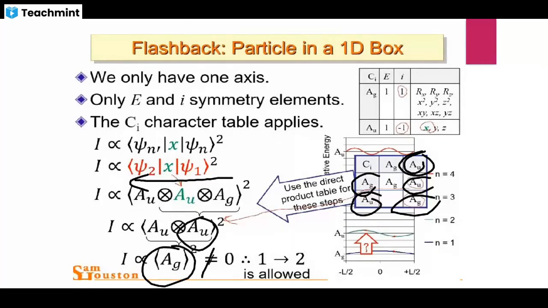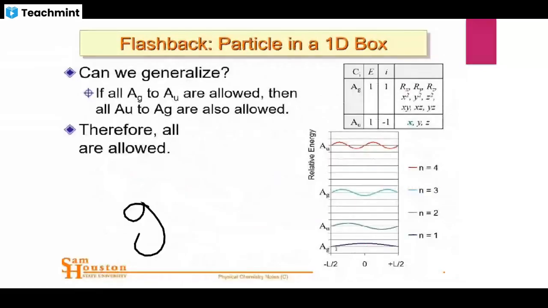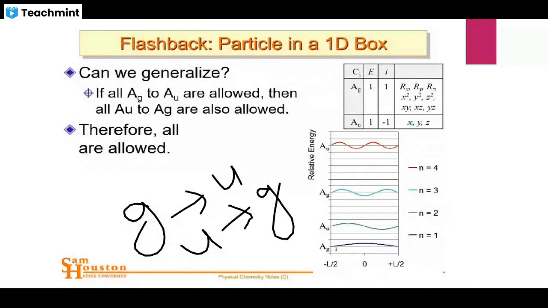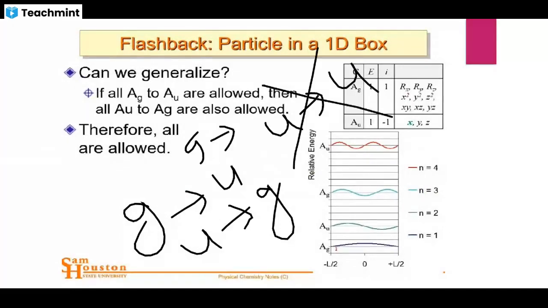Only then do we say G to U transition is allowed, U to G transition is allowed, but G to G and U to U are forbidden. So this is how the formula comes about.